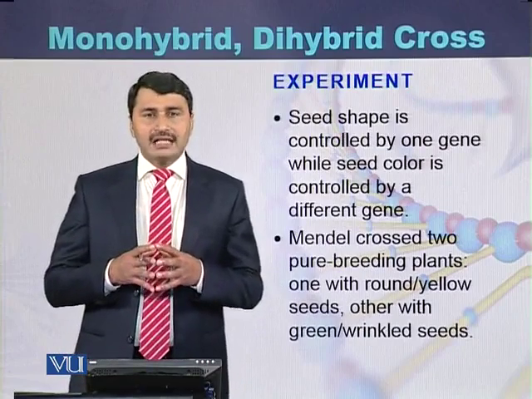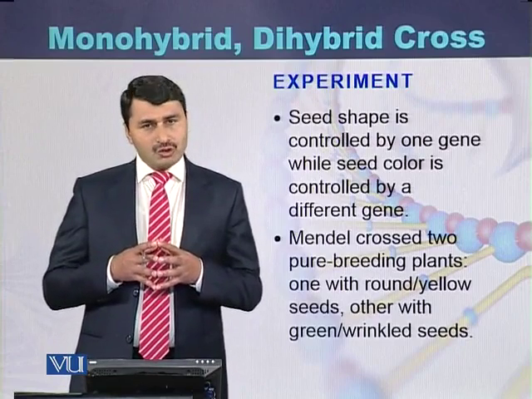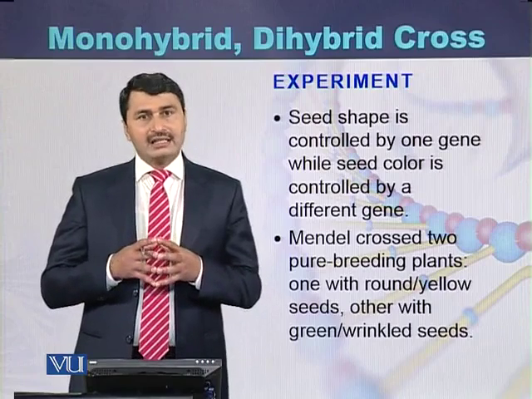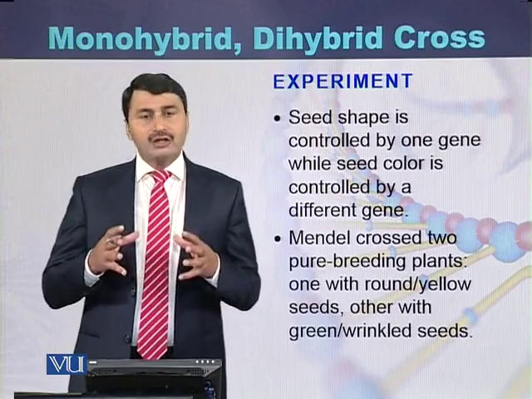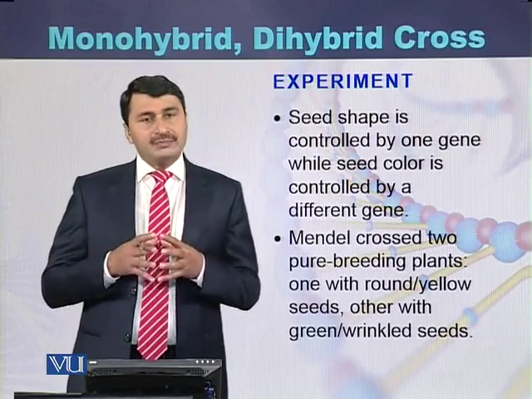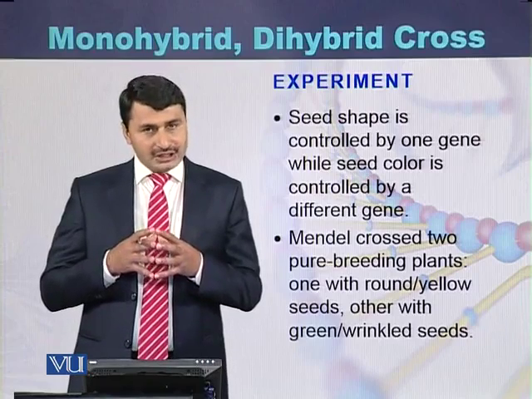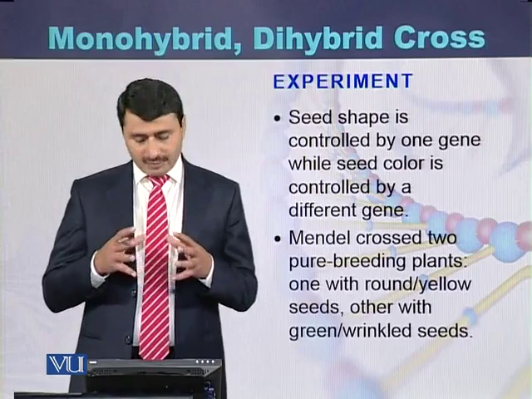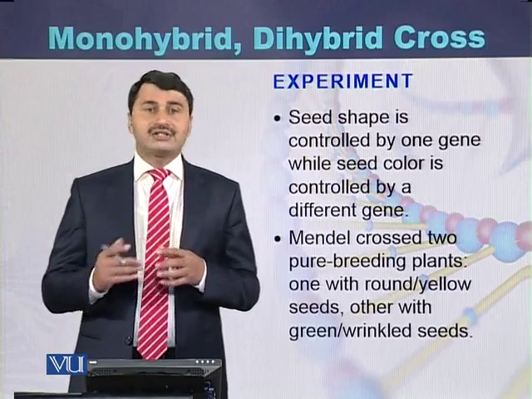The experiment can be of seed shape. Seed shape is controlled by one gene pair, while the seed color is controlled by another gene pair. Mendel crossed pure breeding plants which were producing round and yellow seeds, while the second type of plants were producing green and wrinkled seeds.